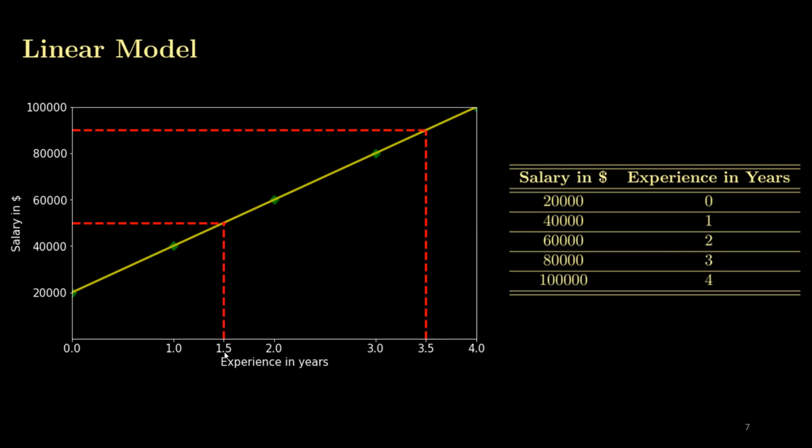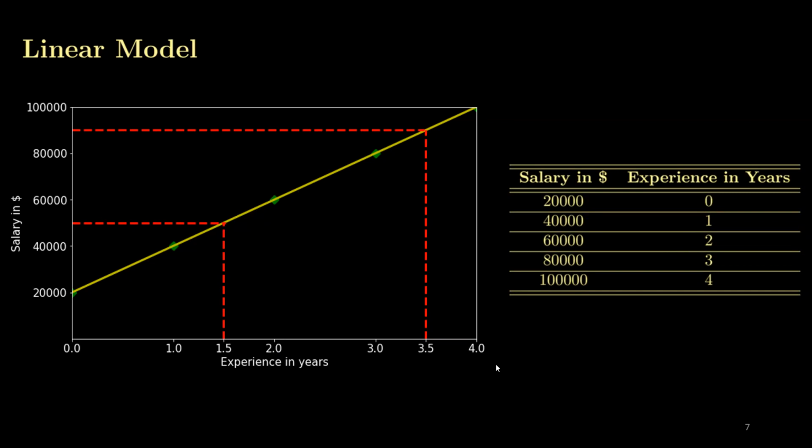Now I am supplying 1.5 years to the model here, and the model is giving me the prediction. So the model is telling us that if the experience of a candidate is 1.5 years, their salary should be $50,000. Similarly, if another candidate comes to us whose experience is 3.5 years, this model will help us to find the salary of that candidate.